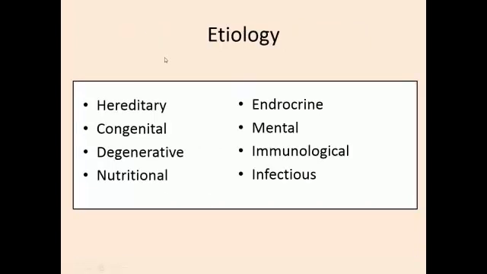Next up, etiology. Etiology is the study of the cause of disease. Diseases can be caused by hereditary conditions, congenital conditions, or things that you are born with, degenerative conditions, most of these are age. Nutritional, in other words, if you're malnourished, you can develop a disease. Endocrine, think diabetes. Mental, immunological, think autoimmune diseases. And infectious, in other words, we have a microbe coming in, establishing an infection, and causing a disease. In this class, we're mostly going to be talking about infectious etiology.